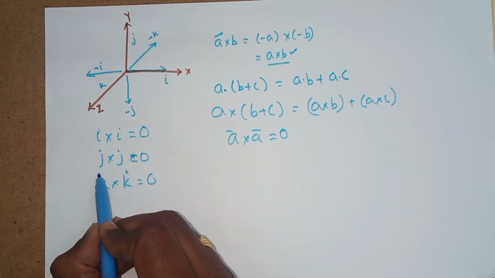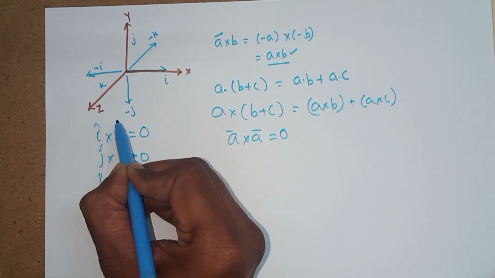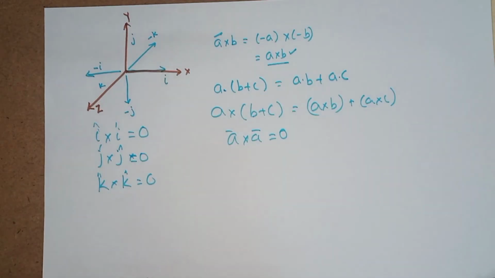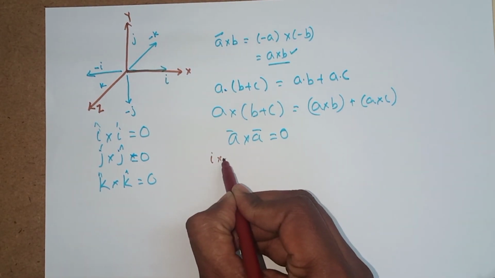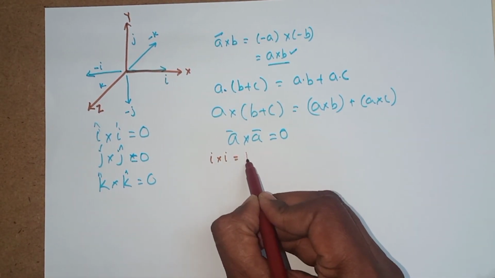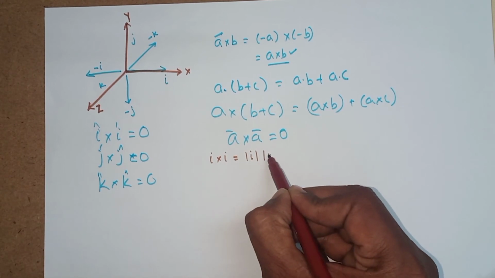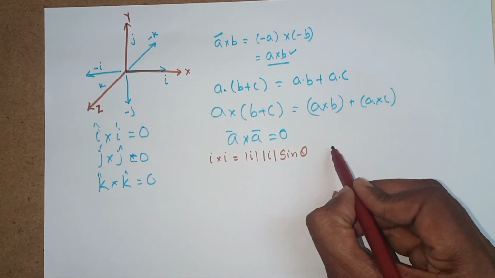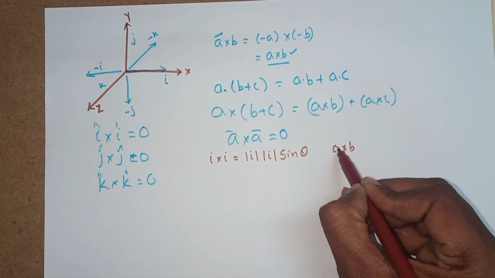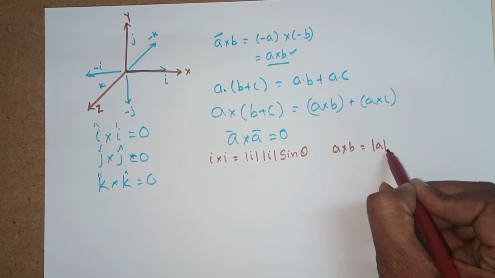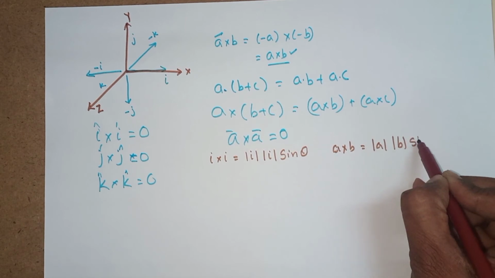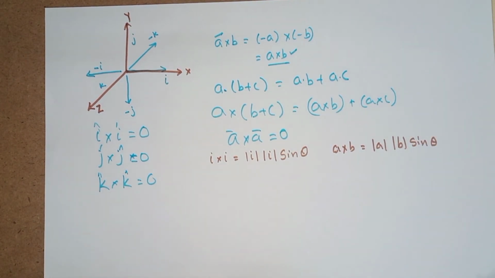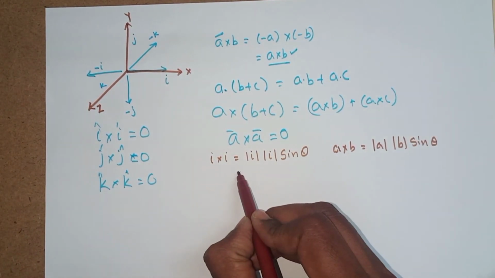Why am I writing this? What are i, j, k? You know that they are called unit vectors. Why do we write 0? Simply, we can say i cross i, what is the meaning of it? Mod i sin theta. Just like A cross B is mod A mod B sin theta, where theta is the angle between A and B. What is the magnitude of a unit vector?